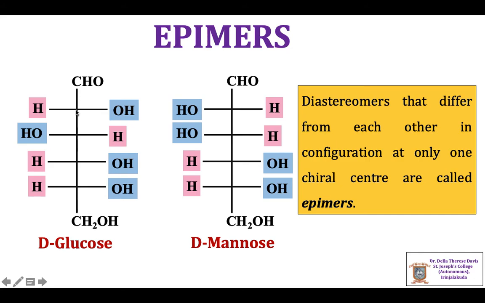For D-glucose, it has a D configuration, that is OH is towards the right and H towards the left. In the case of D-mannose, the carbon next to the CHO group has H towards the right and OH towards the left. The configuration of D-glucose from the bottom is D, D, L, D, whereas that of D-mannose is D, D, L, L. And hence, D-glucose and D-mannose are epimers of each other.